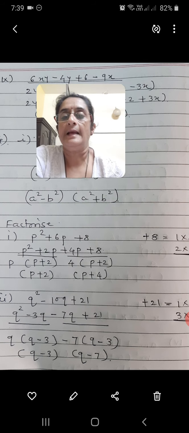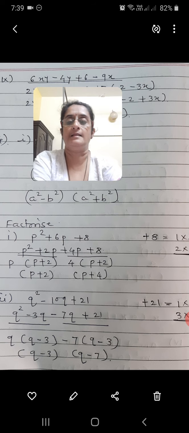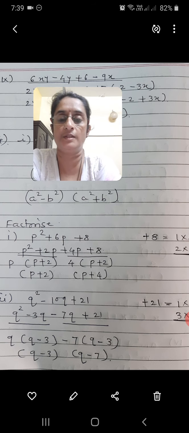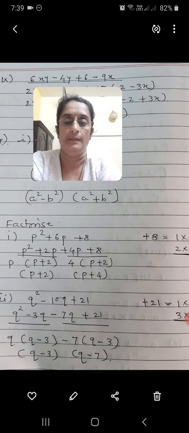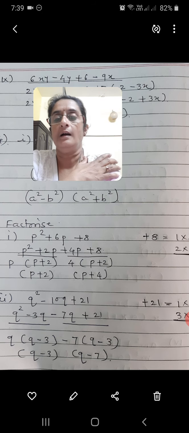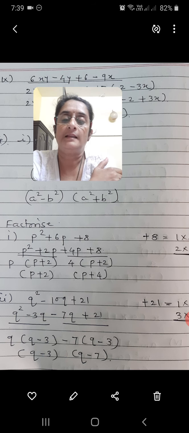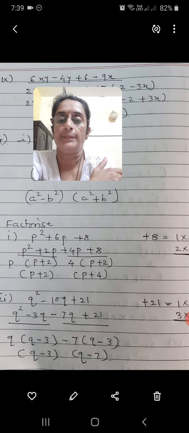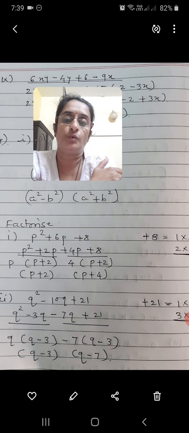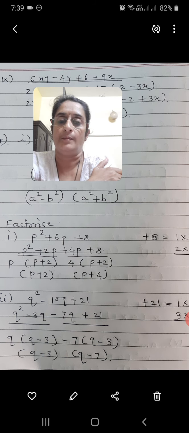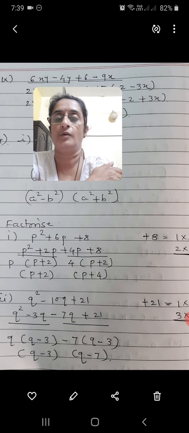Now next question is factorization using splitting the middle term. Now the question given is p square plus 6p plus 8. Now here nothing is common between them, isn't it? If you take the first two terms, there is p common. If you take the second and third, there is 2 common between them. But there is no such term that you can take commonly for all 3 terms.